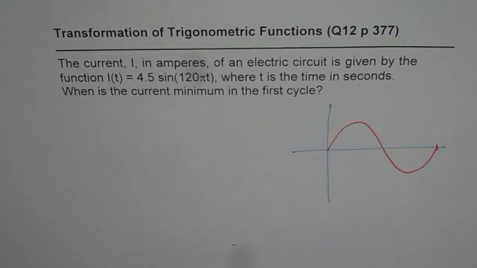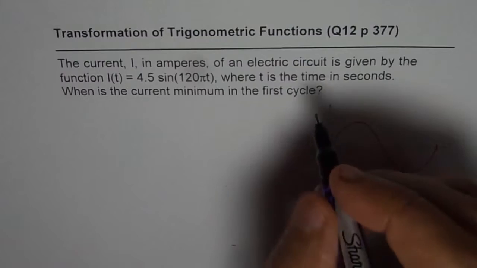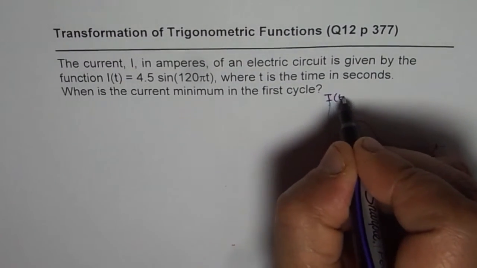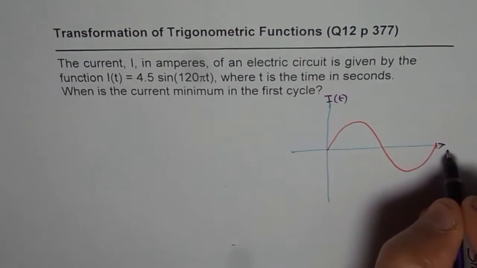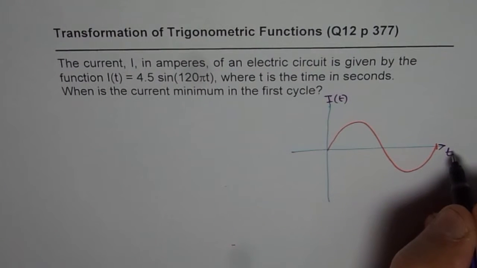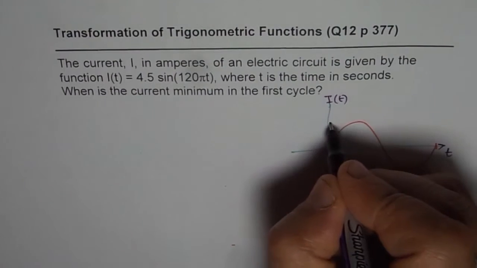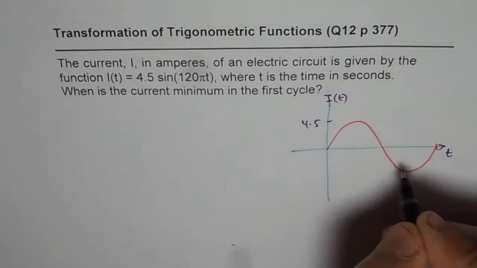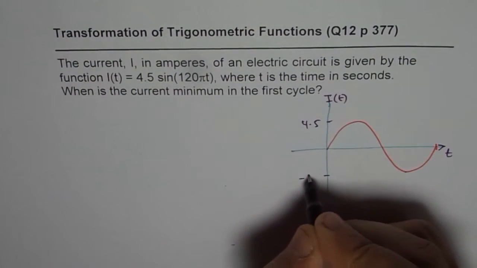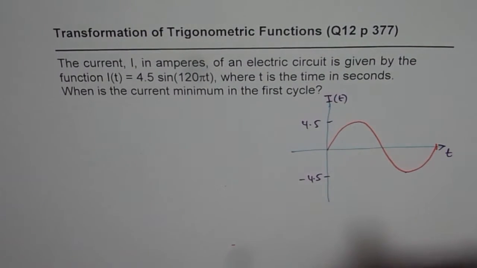So what is given to us is that I is on the vertical axis and time is here on the horizontal axis. Now in this particular case the amplitude is 4.5, that means this is 4.5, and the minimum value is minus 4.5.